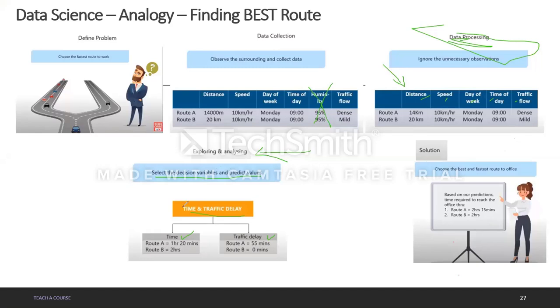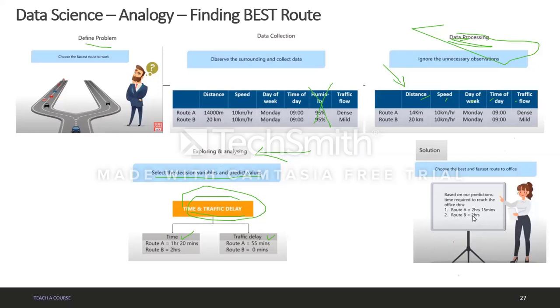Just try to understand defining the problem, and then here the data collection, then data processing, exploring the data and finding the solution. So at the end of the day, it's based on the best and fastest route to go to the office. Here route A is 2 hours 15 minutes, and route B is 2 hours. So obviously we can go with route B, right?